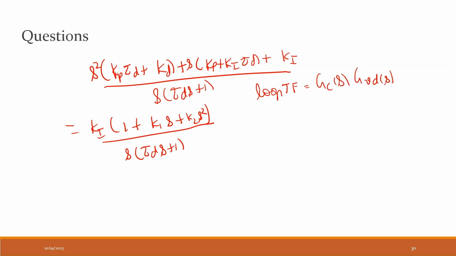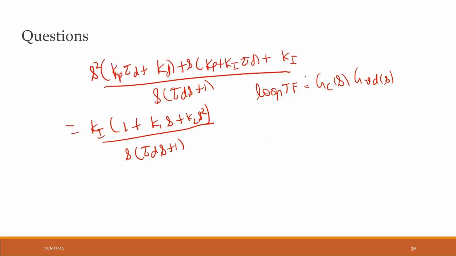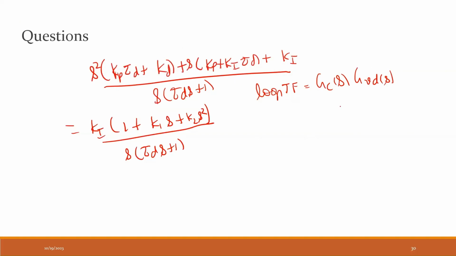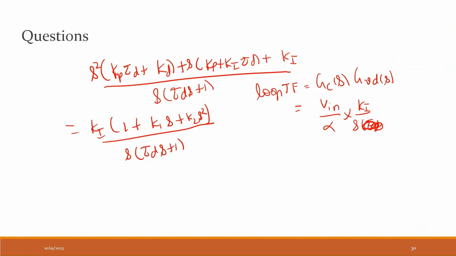So what we do, we again find a loop transfer function, that is GC of S into GVD of S. So this is a second order polynomial, and this is a first order polynomial. What we will do is, we will cancel out this polynomial with this 0, the 0 of the transfer function with this pole. And this numerator of the controller, I will cancel out with the denominator of this. So my effective loop transfer function will be Vn upon alpha into Ki into S. Yeah, so this is my effective loop transfer function.